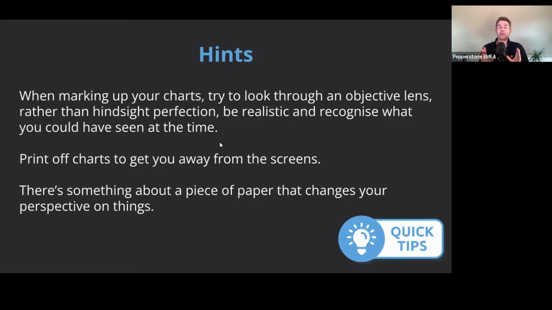And here's a little hint for you. When you're doing this, as I said, look through an objective lens. It's easy to fall into the trap of, oh, I would have bought that high, I would have sold the high, and I would have bought the low with size. And yes, you've got to be realistic. Sometimes just move your chart to the hard right and review as you go through; there are playback functions on TradingView if you want to do it that way. Or what I like to do is print it off or screenshot it, put it onto an iPad or tablet and just mark it up like that.